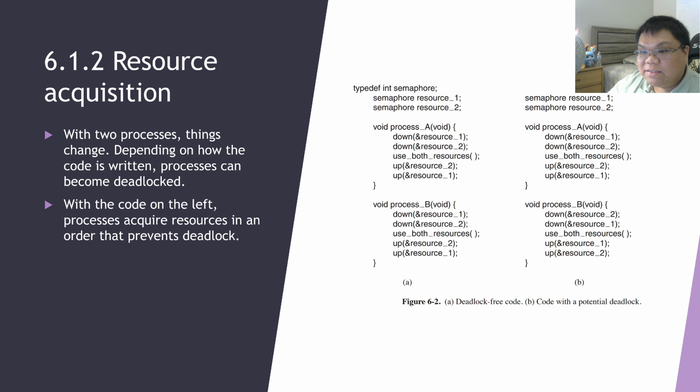With two processes, things can change depending on the code that is written. Depending on how the code is written, processes can become deadlocked. With the code here, processes acquire resources in an order that actually prevents deadlock.